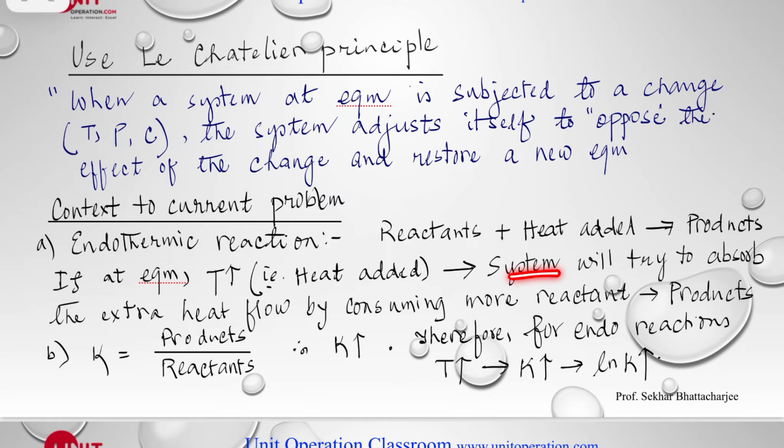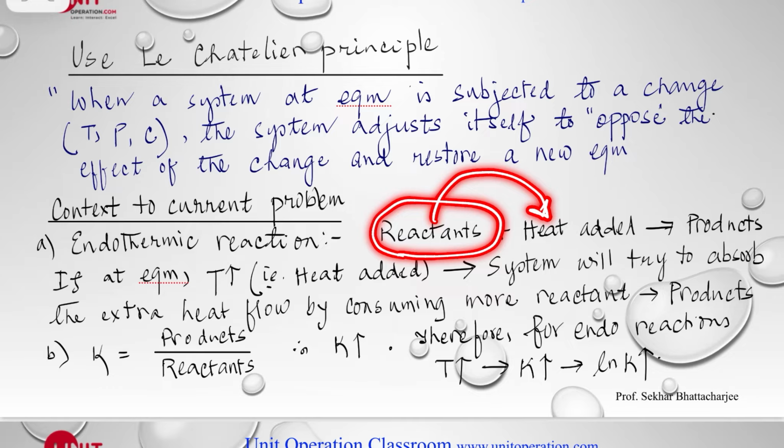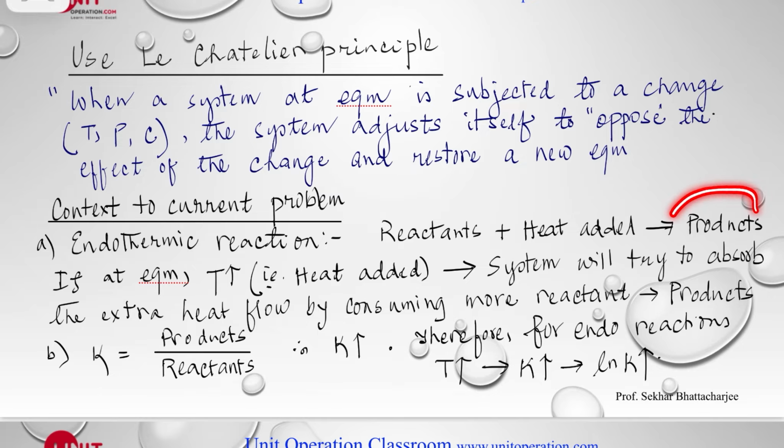So if we add heat to the system, the system will try to absorb that extra heat which you are adding. Initially at equilibrium, now we are adding heat, that means we're increasing temperature. So it will try to do what? It will try to absorb the heat. How can it absorb the extra heat we're adding? By converting the reactant, by carrying out this reaction in this direction, so that way heat will be consumed. That means more and more of the products will be formed.